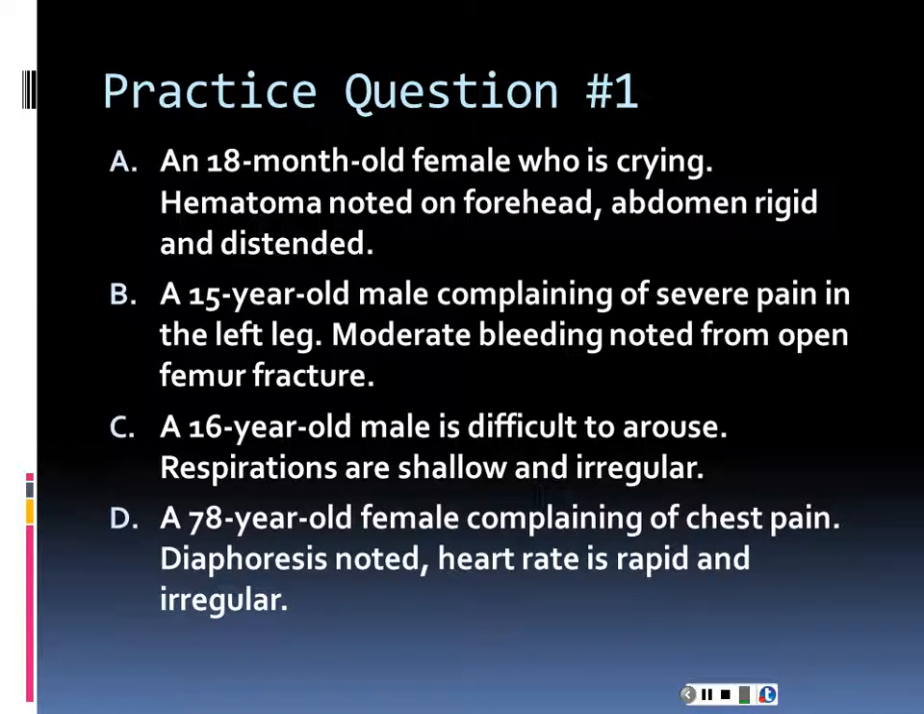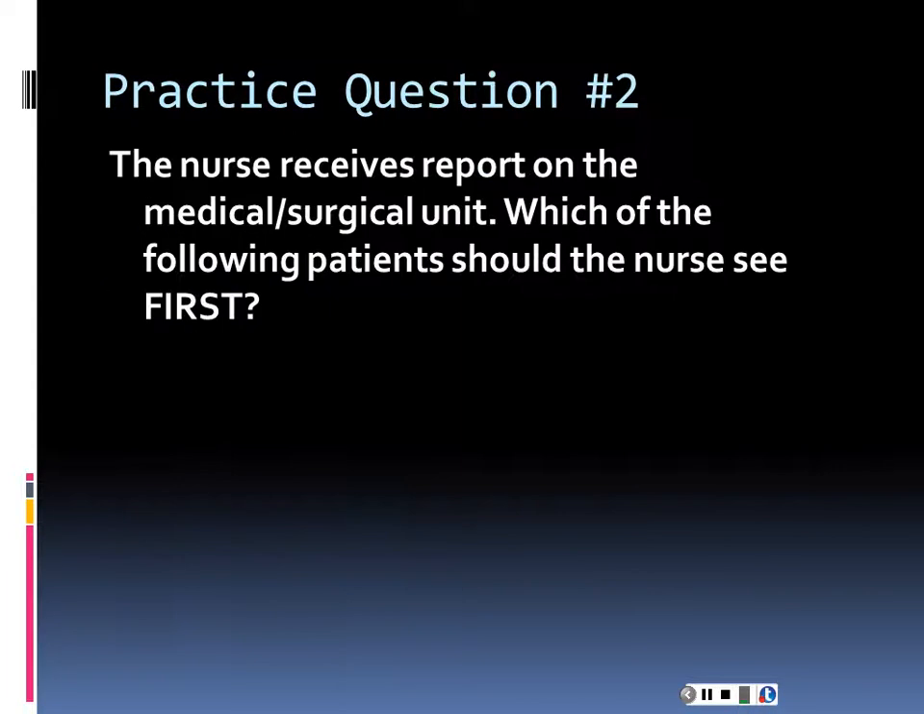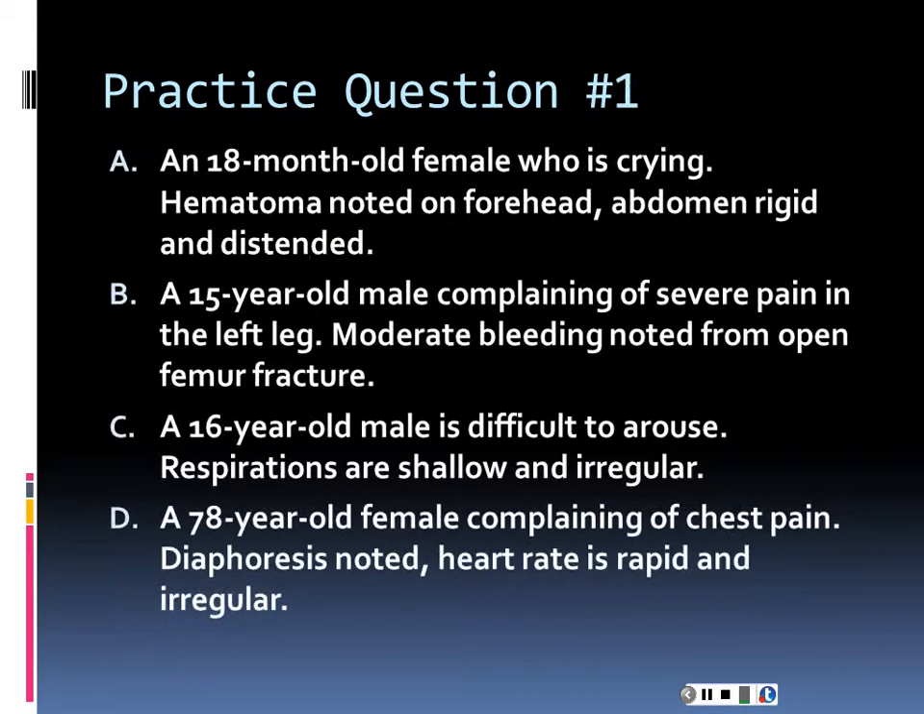C looks like an airway breathing problem to me, and D looks like an MI. That looks like a circulatory problem to me. So out of all of these patients, I need to see the airway breathing patient first, and that's going to be option C is the right answer.